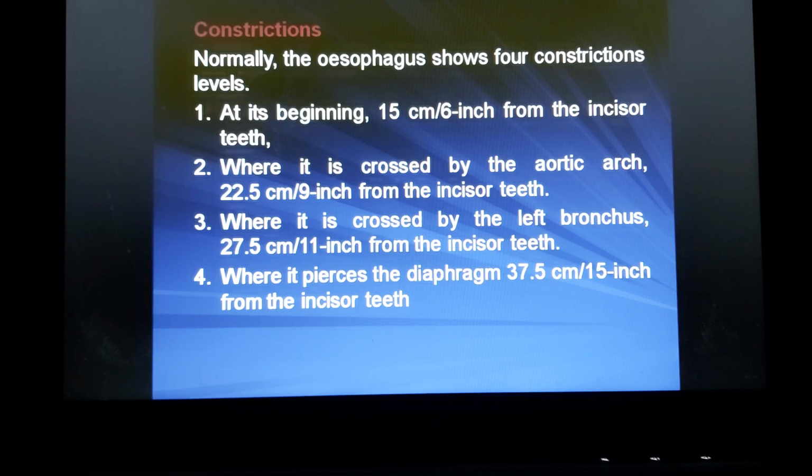The second one is where it is crossed by the aortic arch, 22.5 centimeters, otherwise 9 inches from the incisor teeth. The third is where it is crossed by the left bronchus, 27.5 centimeters, otherwise 11 inches from the incisor teeth. The last is where it pierces the diaphragm, 37.5 centimeters, otherwise 15 inches from the incisor teeth.